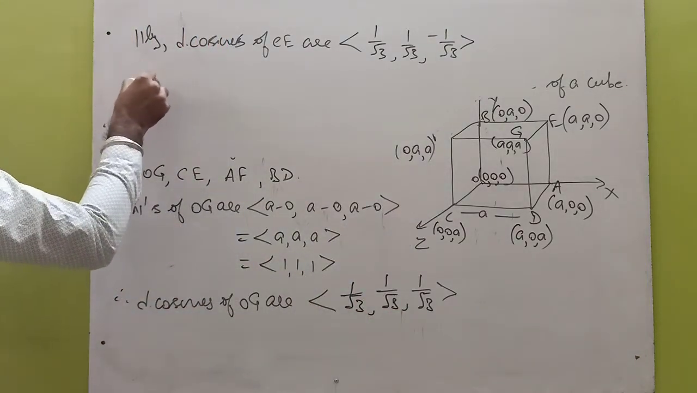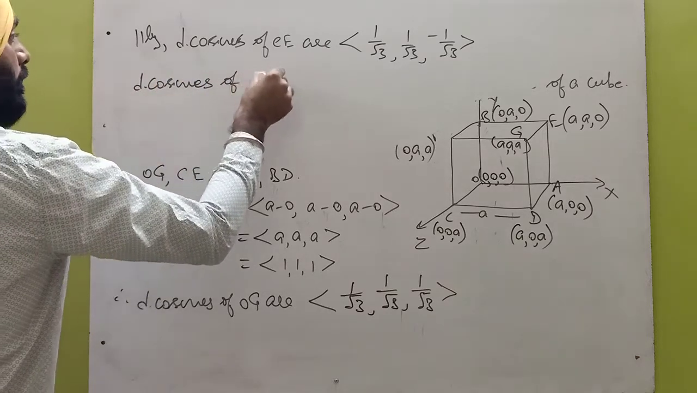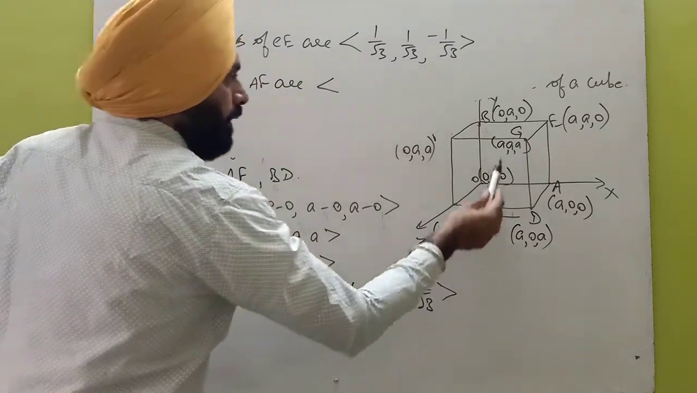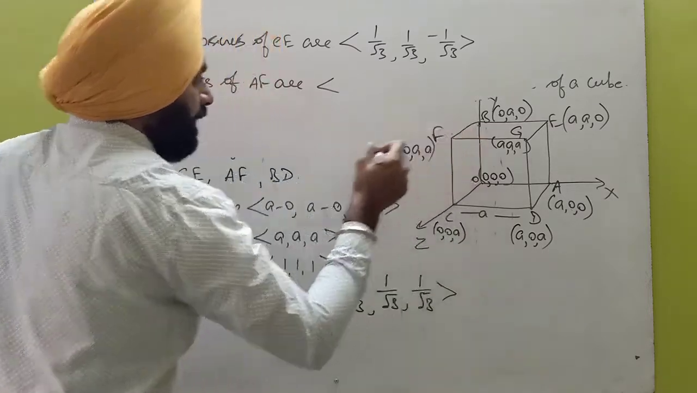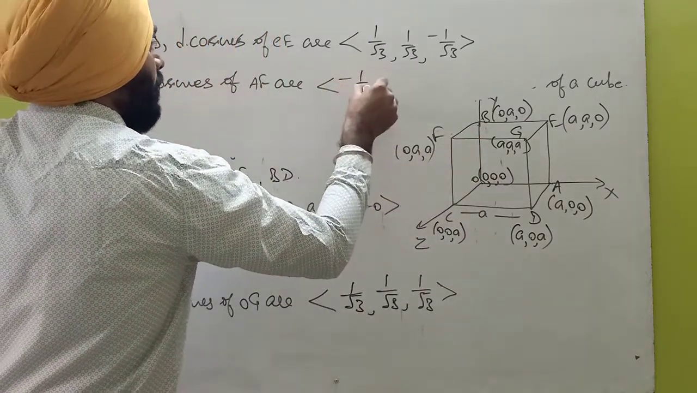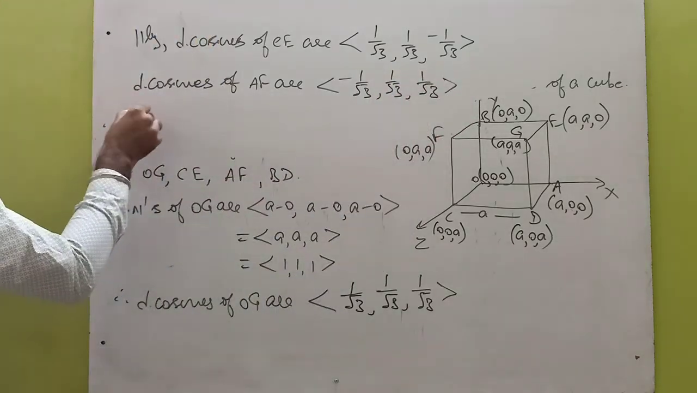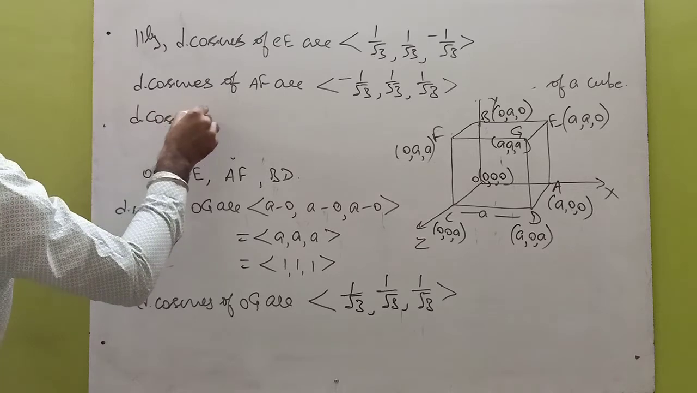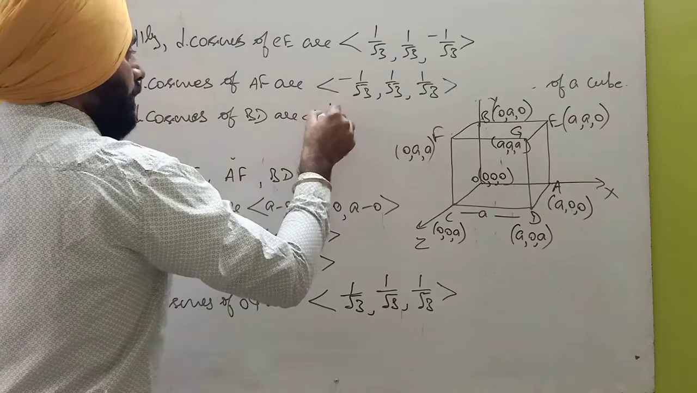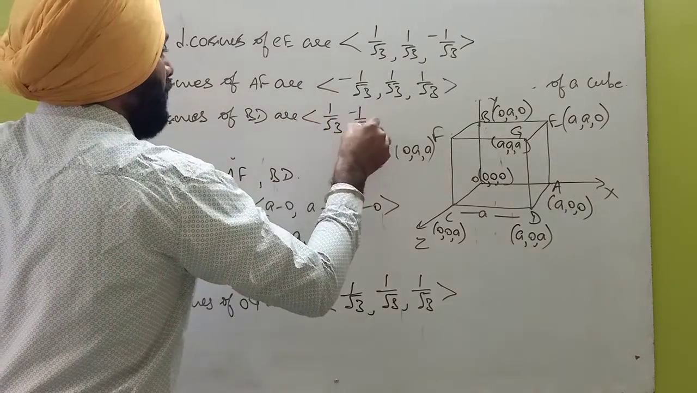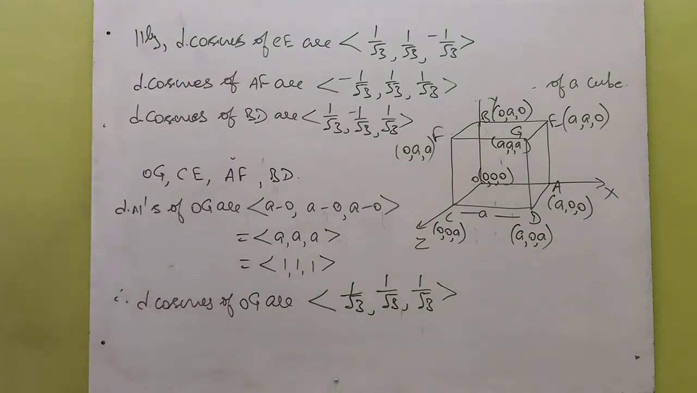Now similarly the direction cosines of AF: there will be 0 minus a, a minus 0 and a minus 0, so there will be a negative in the front. Minus 1 by root 3, 1 by root 3 and 1 by root 3. Similarly the direction cosines of BD are: there will be a negative in the middle term, 1 by root 3, minus 1 by root 3 and 1 by root 3. So these are the direction cosines of the 4 diagonals.